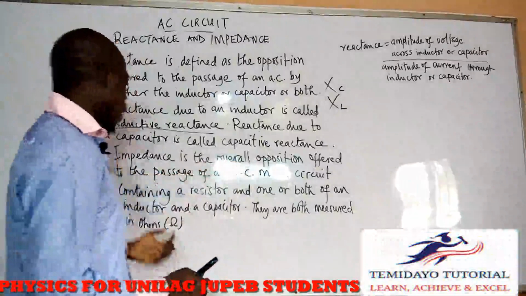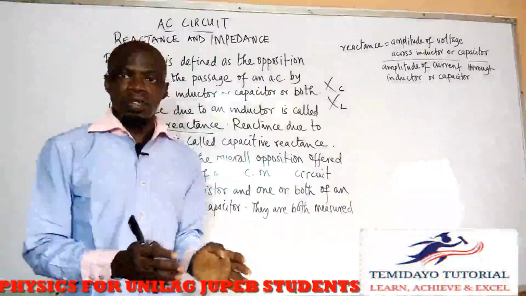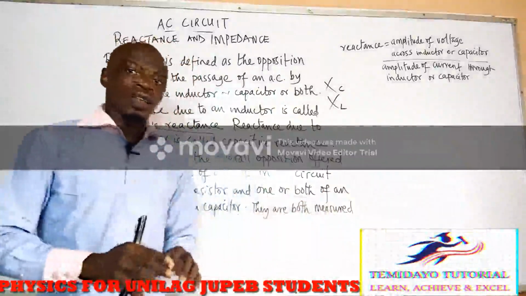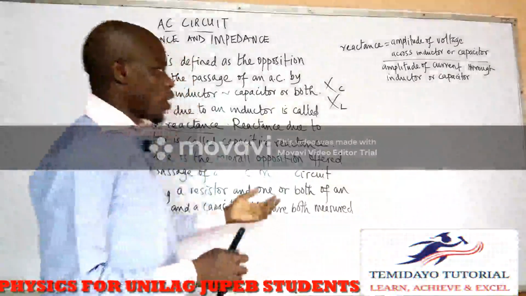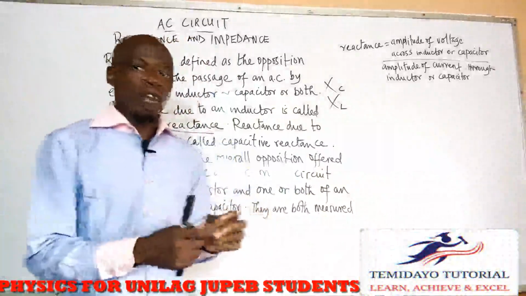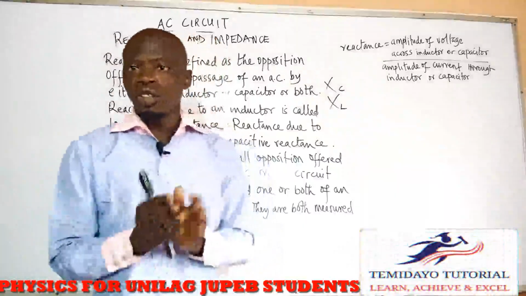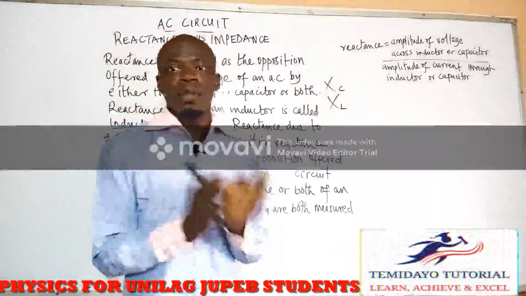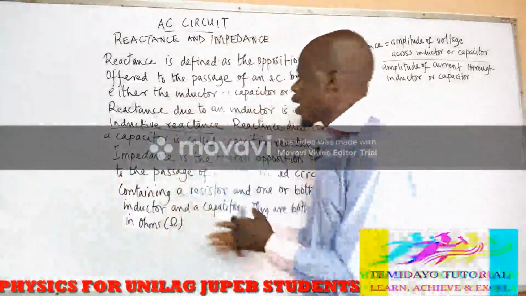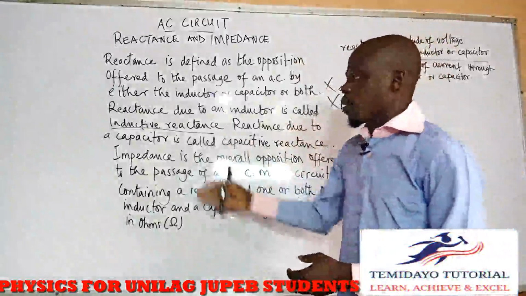Impedance is the overall opposition offered to the passage of an AC in a mixed circuit, when you have a circuit containing a resistor and a capacitor, or a resistor and an inductor. But in the first case, the opposition offered by just a capacitor is what we call the reactance, and we call it capacitive reactance. The opposition offered by an inductor only is what we call inductive reactance. When you have a resistor combined with a capacitor or inductor, we have what we refer to as the impedance. We are going to look at all this with a diagram to simplify and explain what is meant by a capacitor and inductor.